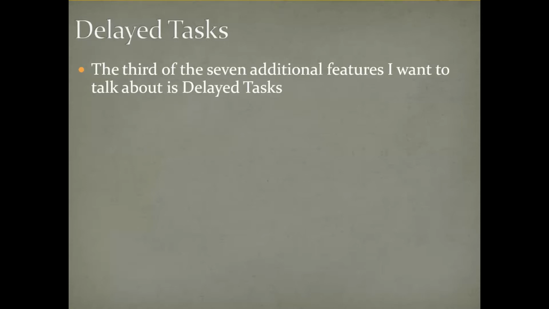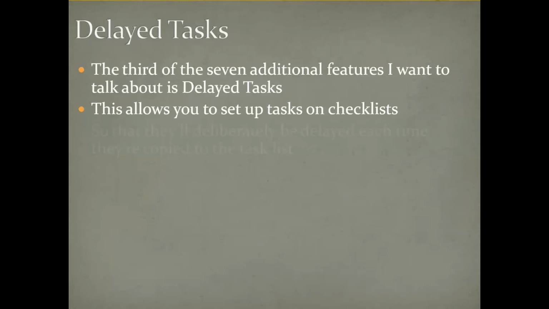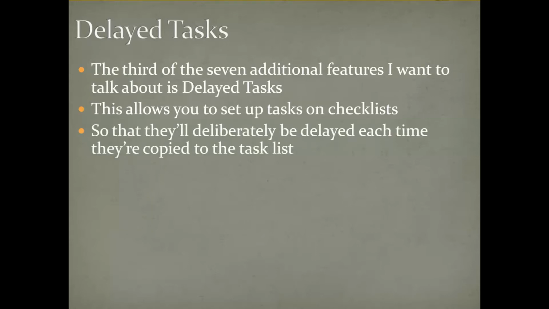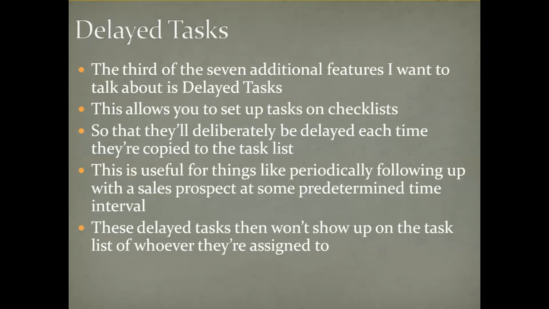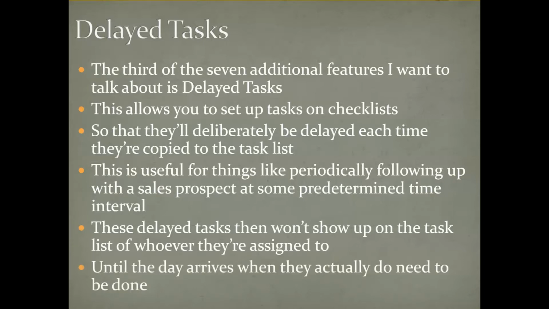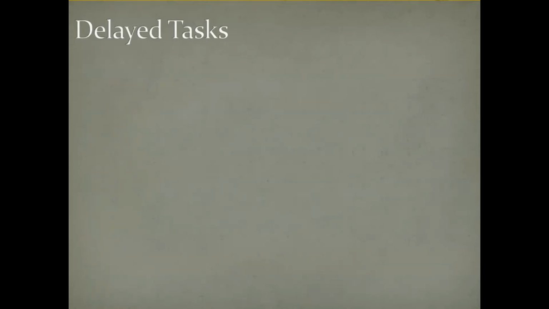The third of the 7 features I want to talk about is delayed tasks. Delayed task allows you to set up tasks on the checklists so that they'll be deliberately delayed each time they're copied to the task list. Now, this is useful for things like periodically following up with a sales prospect at some predetermined time interval. These delayed tasks then won't show up on the task list of whoever they're assigned to until the day arrives when they actually do need to be done.